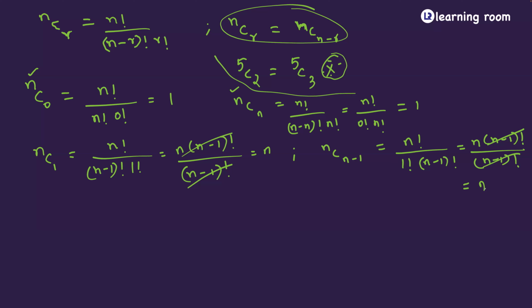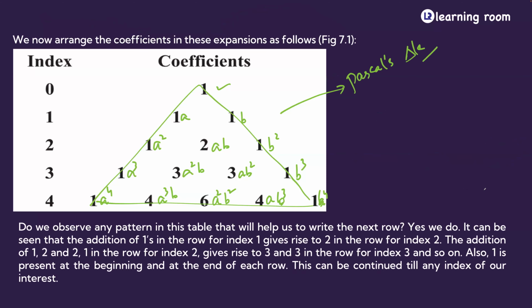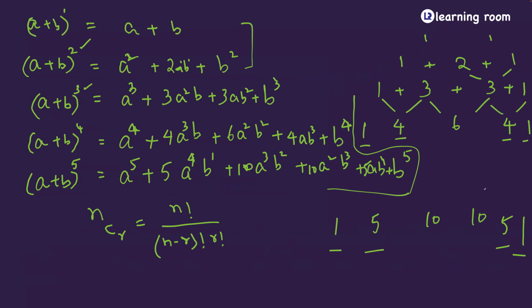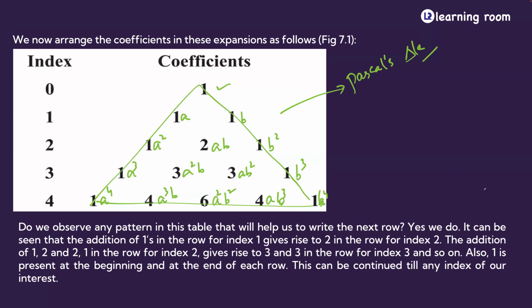So this clearly tells you that the second term and the last but one term will have the value as the index itself. So let's validate this and see. If you observe this, the second term and the last but one term, they both are the power itself.